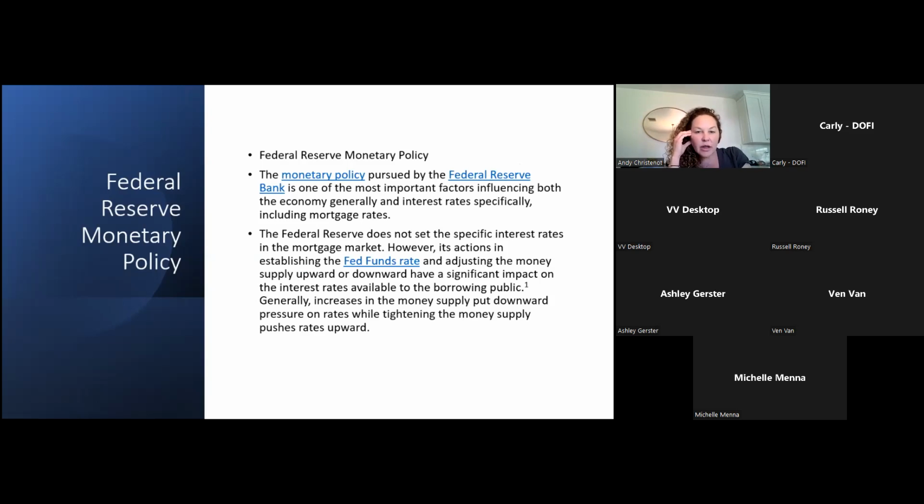The Federal Reserve monetary policy. The monetary policy pursued by the Federal Reserve Bank is one of the most important factors influencing both the economy generally and interest rates specifically, including mortgage rates. The Federal Reserve does not set the specific interest rates in the mortgage market. So we've all been paying attention. The Feds just did a 0.5% rate hike and a 0.25% rate hike, and are expected to do additional hikes later on this year. That is not directly, they're not talking about increasing mortgage rates directly.